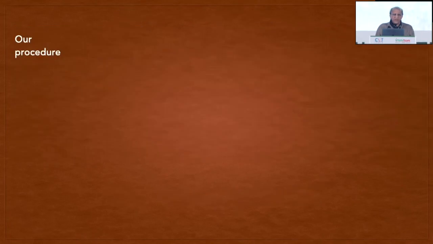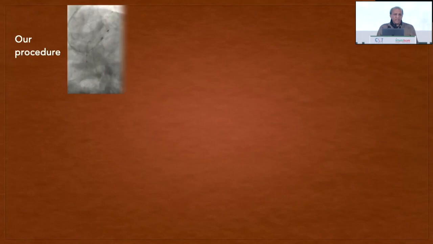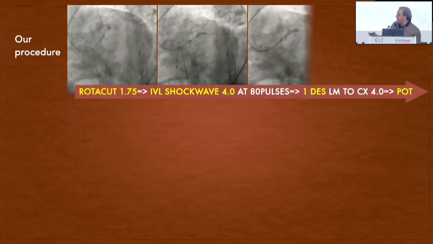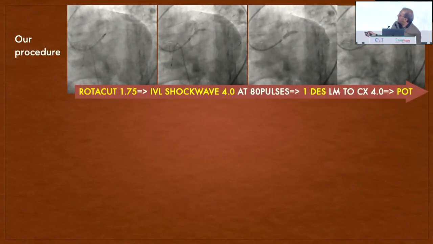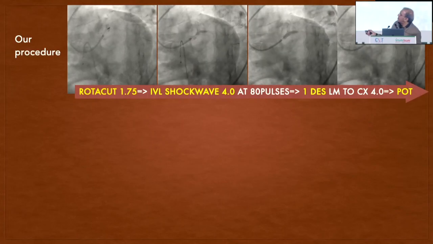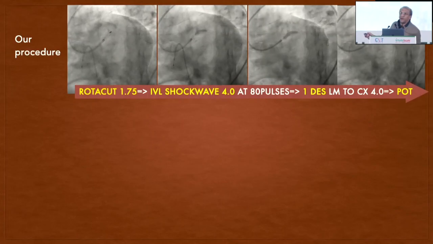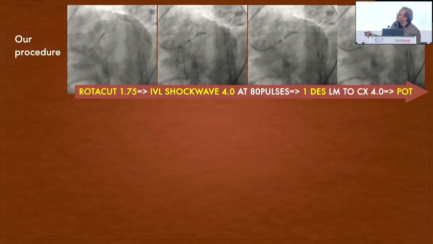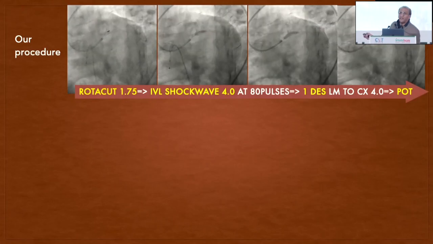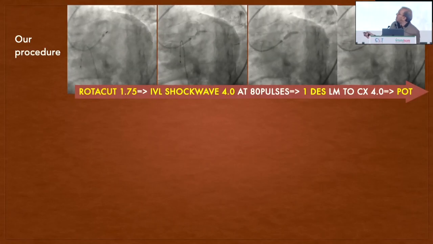I think what we did, our procedure was we had to do something different. The first thing is you need to analyze what you did in the past to see if you can make changes in your current strategy, which is going to make a difference. So what we did this time was we chose a 1.75 rotablator burr. This is following a 3.5 cutting balloon. We used an IVL shockwave and delivered 80 pulses at that spot.